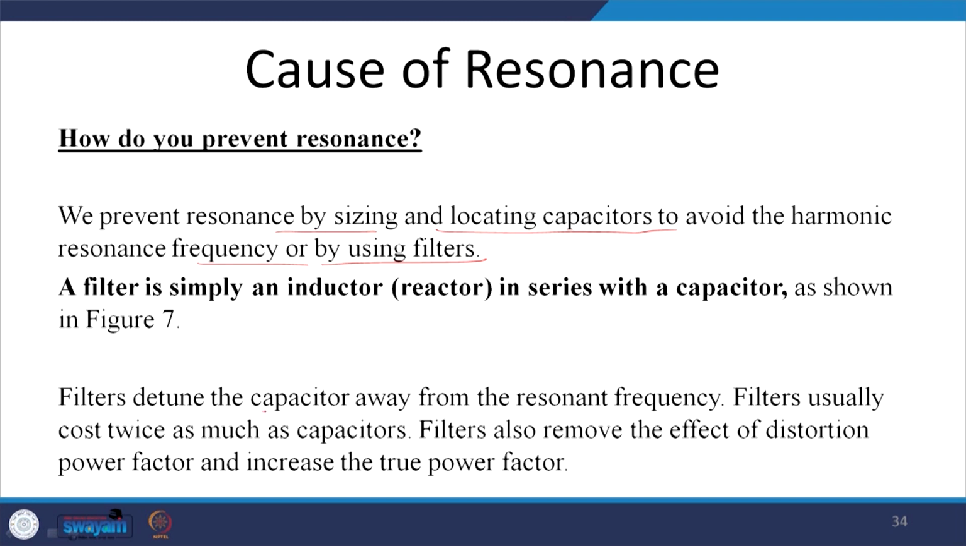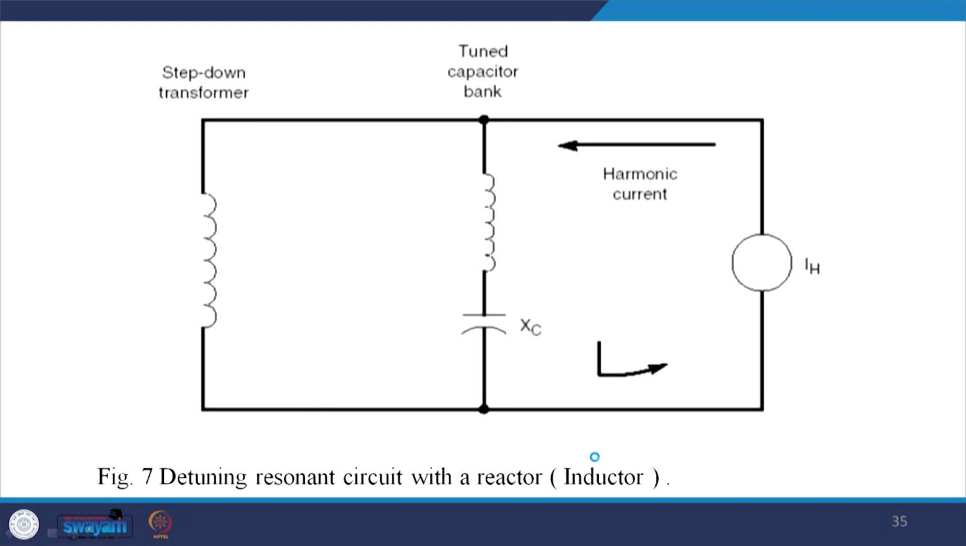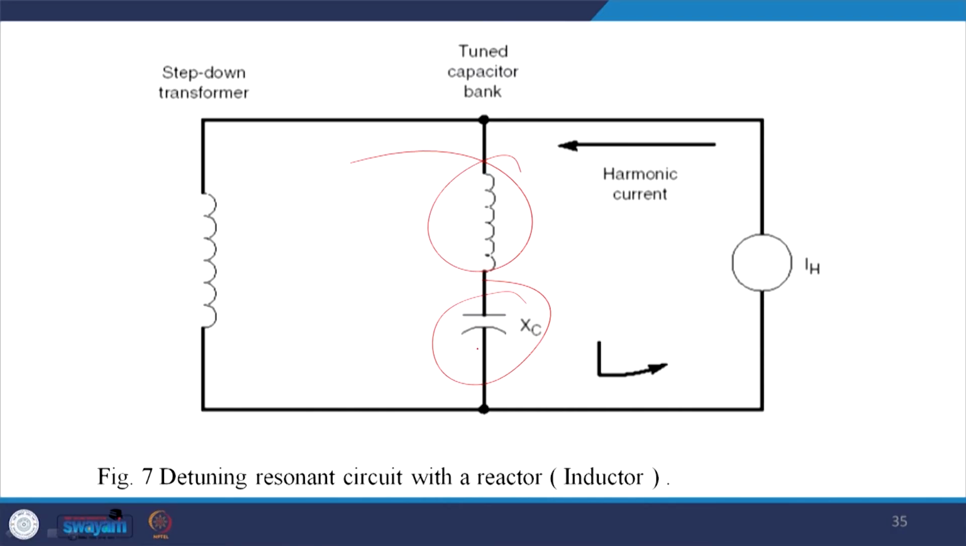Filter detunes the capacitor away from the resonance frequency. Filter usually costs twice as much as the capacitors. Filter also removes the effective distortion of the power factor and increases the true power factor. This is the advantage of it. So, we require to replace this capacitor bank with the inductor, and we can take the help of the FACTS devices also. There you can have a TCSC. So, all those entities can be placed to improve the value of the capacitor.